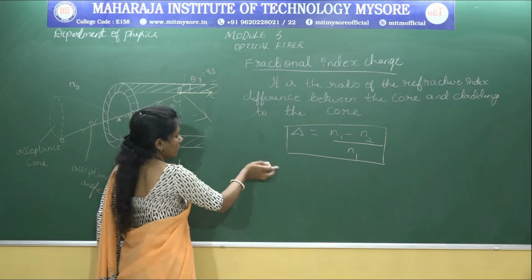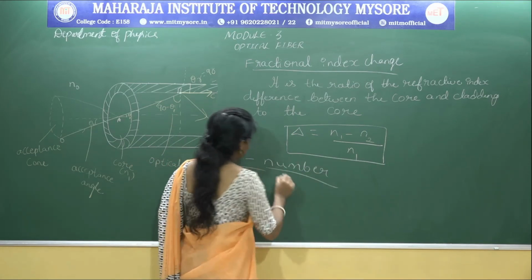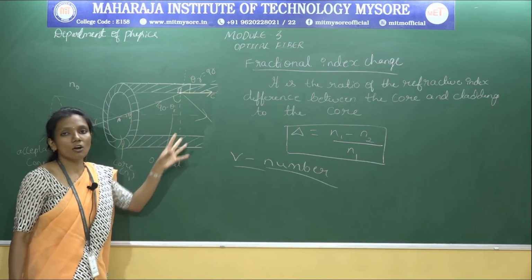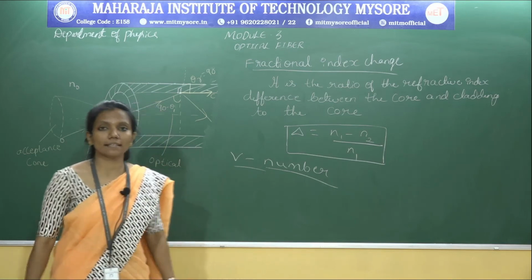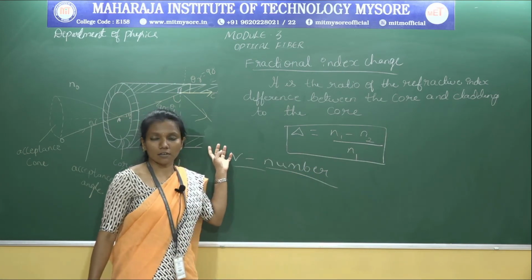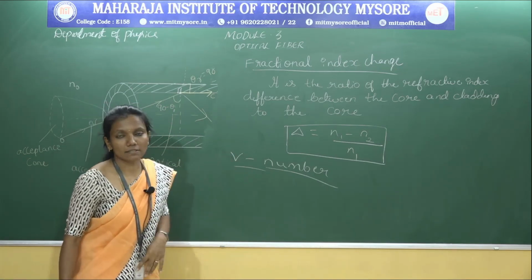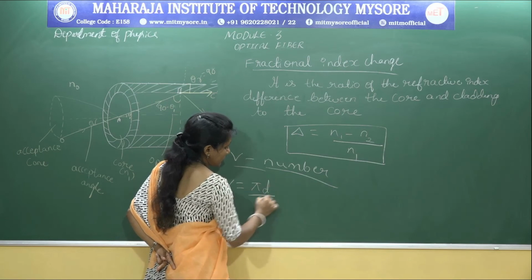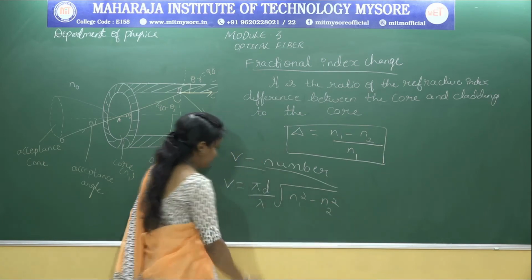Okay. So, the next is V number. V number is a parameter used to measure the number of light rays that can enter inside the optical fiber, how many light rays it can sustain inside the optical fiber. To measure that, this V number parameter is required. It depends upon the wavelength and the diameter of the optical fiber. So, it is defined by V is equal to pi d divided by lambda times the root of the difference of squares of refractive index of core and cladding.